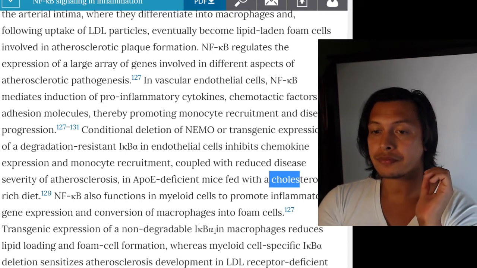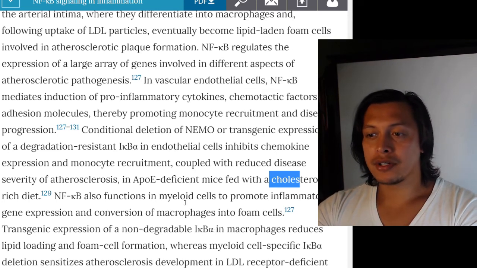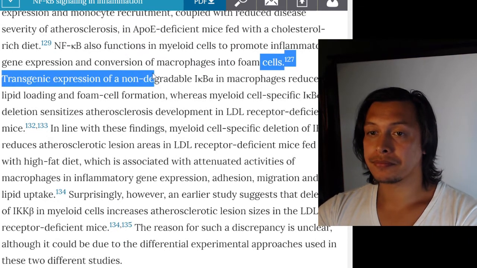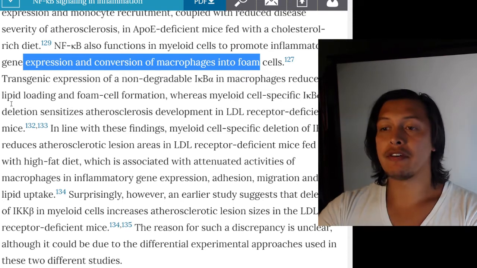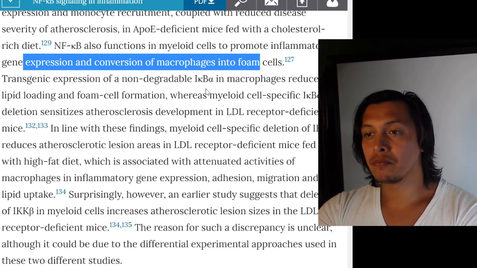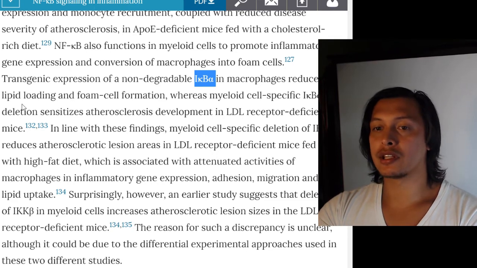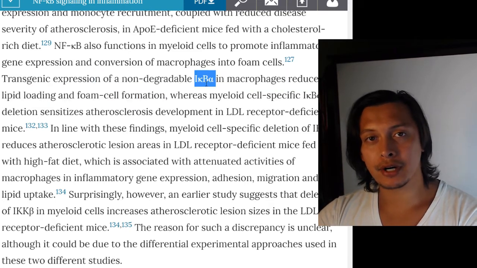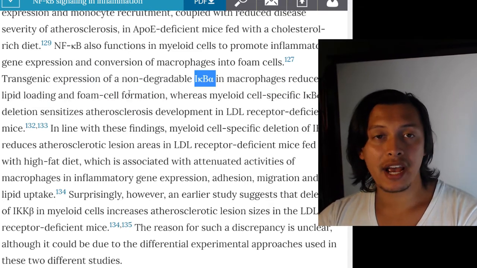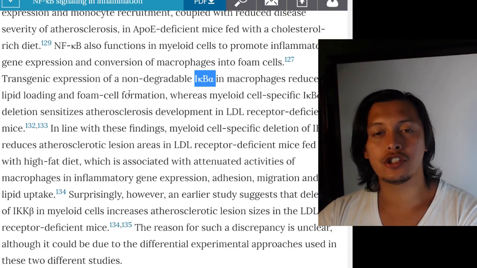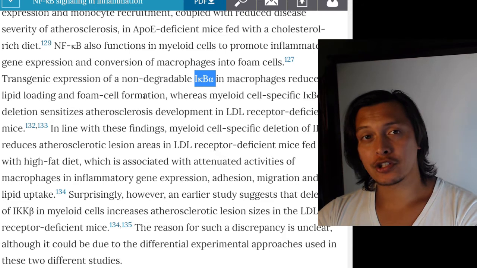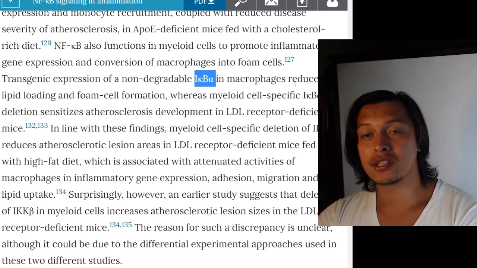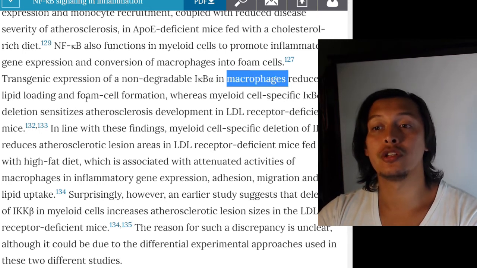So NF-kappa B also functions in myeloid cells to promote inflammatory gene expression and conversion of macrophages into foam cells. Transgenic expression of a non-degradable I-kappa B alpha, this is the inhibitor, in macrophages reduces the lipid loading and foam cell formation. So if you add an inhibitor that can't be degraded easily, it will sequester more of the nuclear factor kappa Bs in the cell, and that is helping reduce the ability of these macrophages to turn into the foam cells.